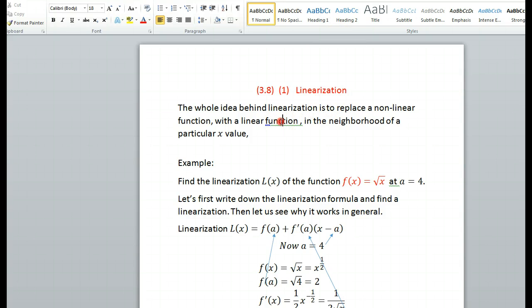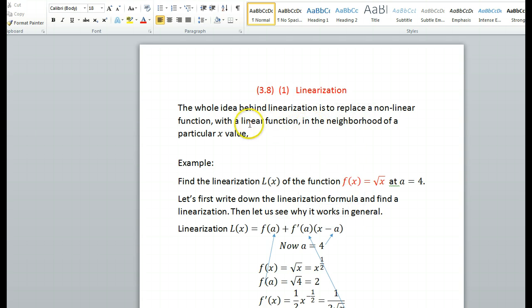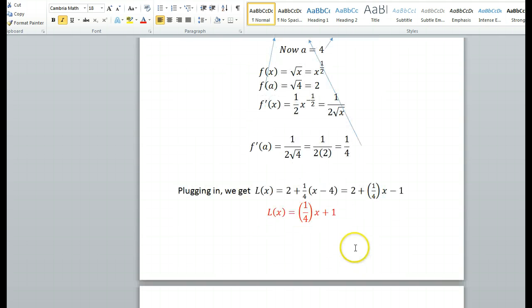Replace a nonlinear function with a linear function in the neighborhood of a particular x value. Now, what's a nonlinear function? If you take this function, say f of x equals square root x, that's a nonlinear function because x has a 1/2 power. On the other hand, this is a linear function. Why? Because it's a straight line. A linear function is the same as a straight line. You have an x and you have a slope and then you have an intercept.